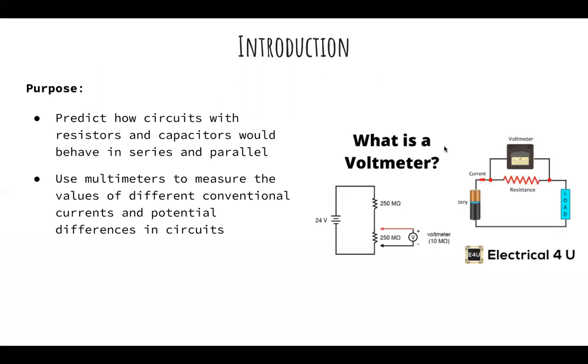So for our introduction of our circuits, we were to predict how the circuits with resistors and capacitors would behave in a series and parallel circuit. We would then use the multimeters, such as the ammeter and the voltmeter, to measure the values of the different conventional currents and the potential differences in the circuits.